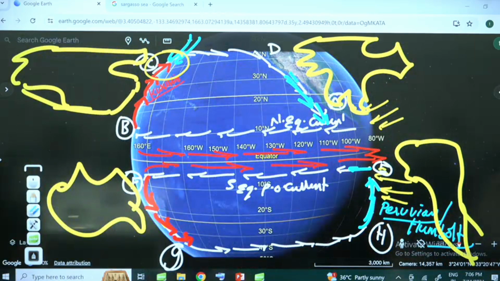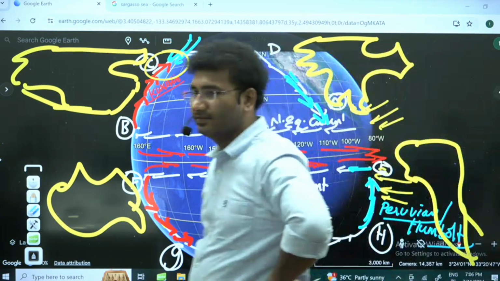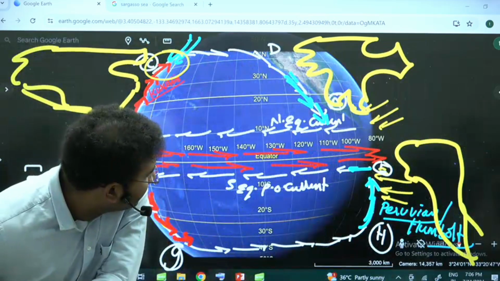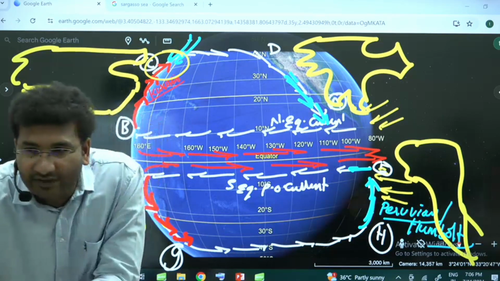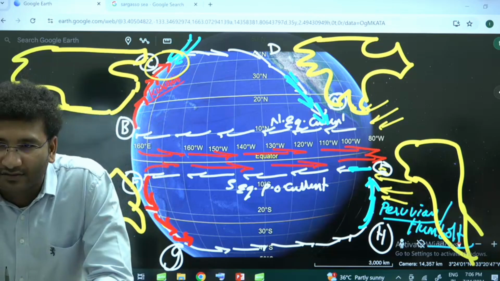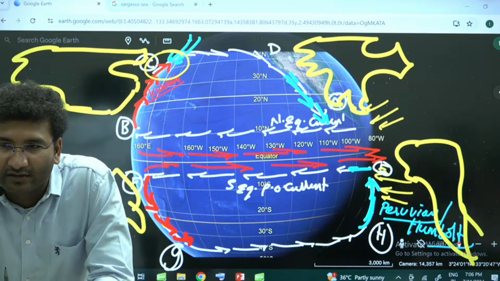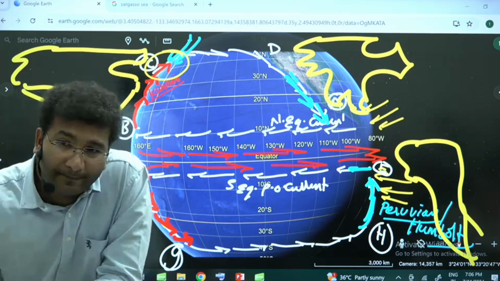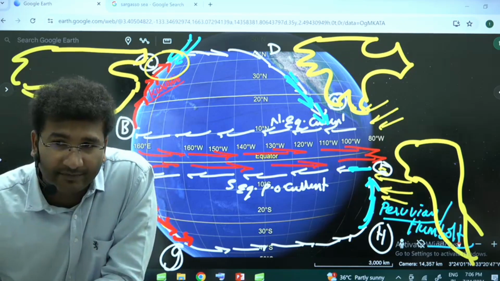Now take a minute to sink in the names of the ocean currents in the Pacific Ocean. At position H, it is west wind drift. Peruvian current, Humboldt current. The length is quite big.